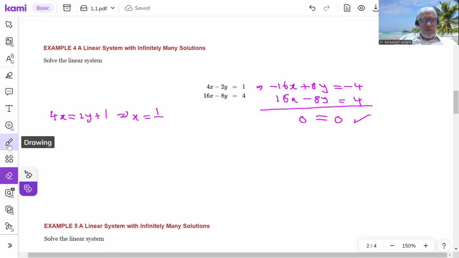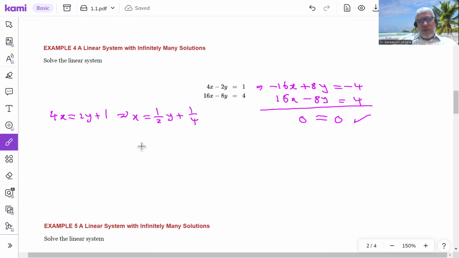2 over 4 is just 1 over 2 plus 1 over 4. And I can call y t, so let y equal t, where t is any parameter, and x would be equal to half t plus 1 over 4, and t belongs to R. T is any real number. So the solution set consists of all ordered pairs x and y like this. Y is t and x is half t plus 1 over 4.